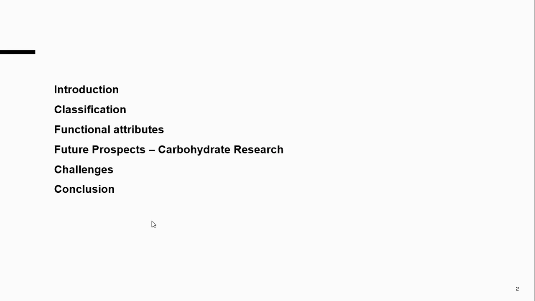So, we all know carbohydrates from a long period, but today we want to look at them from a different perspective, with reference to their functional attributes: classification, functional attributes, future prospects and carbohydrate research, challenges, and a conclusion.